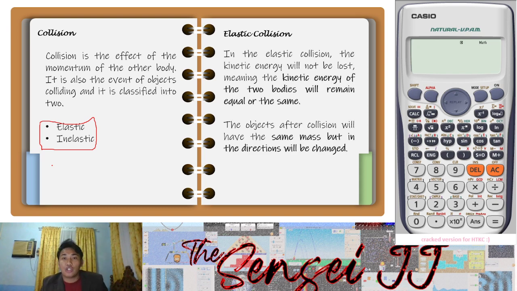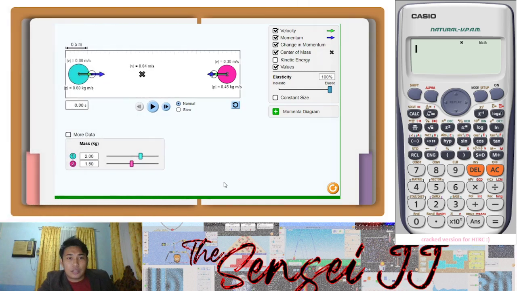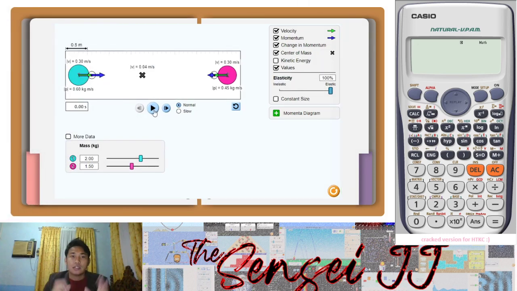In the elastic collision, the kinetic energy will not be lost, meaning the kinetic energy of the two bodies will remain equal or the same. The objects after collision will have the same mass, but the directions will change. So for example, here. Just watch this one, guys.